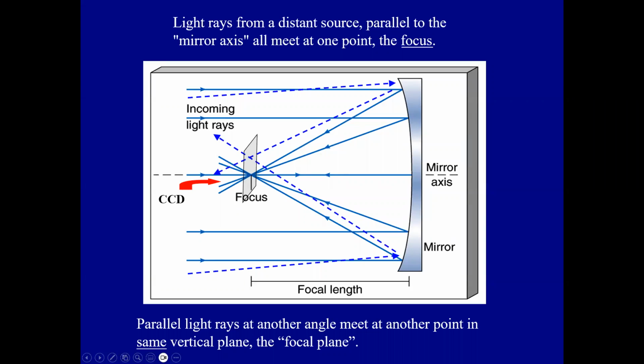So how is this different from a normal camera? Like if you take photos with a normal camera, a phone camera, or a DSLR, how is this different from that?